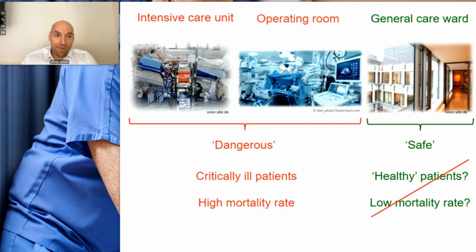So our concept of the intensive care unit and the operating room as the dangerous places with high mortality rates, critically ill patients, is not completely true, because also the general care ward is a place where patients unfortunately experience complications, where patients die, and today, especially because patients are getting older and sicker, we by no means can assume that the general ward is a place where healthy patients are and few complications happen and mortality rates are low.